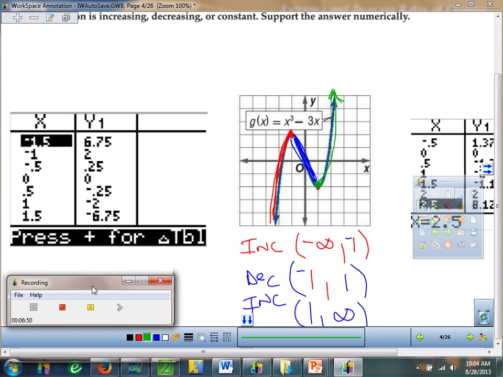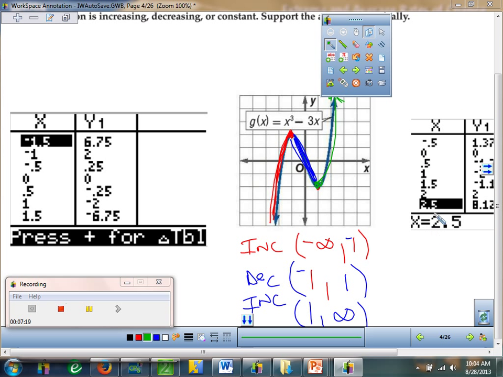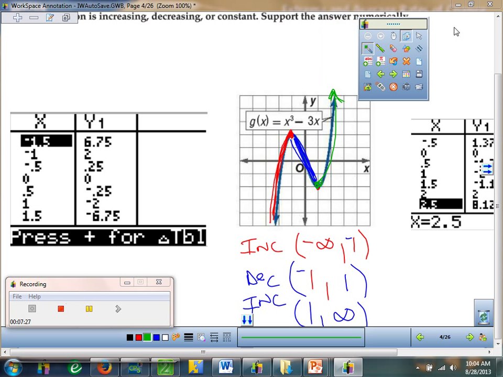Now, if we look at our table values here, we notice that when we go from negative 1.5 to negative 1, we go to 2. Okay, so on the negative side, what's happening is we're increasing. Then all of a sudden we hit that, and then we start decreasing, and then we decrease all the way down until we get over here to 1, and then all of a sudden the numbers start getting larger again.